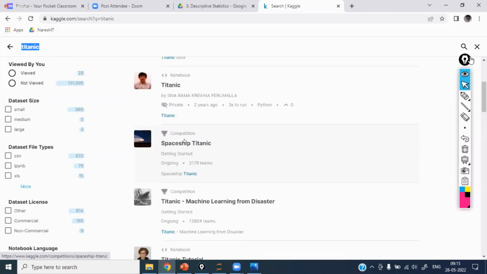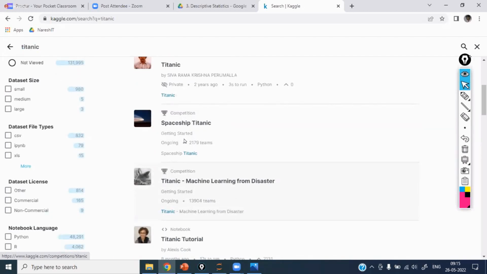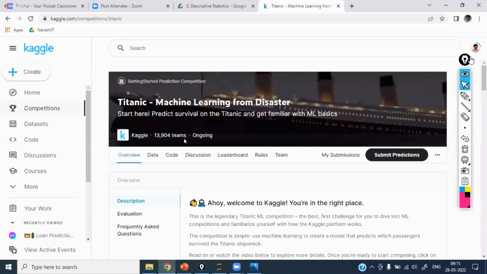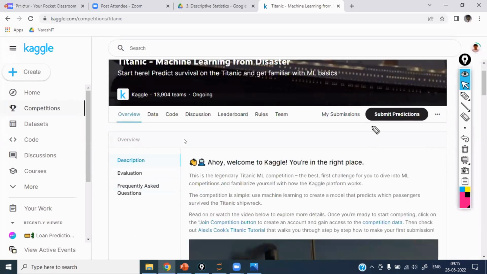So for example, this is the competition, one of the data sets, where there is a submit predictions option. When there is an option of submit predictions, it means it is open. If there is no submit predictions option, it is not open. That is the meaning. Any competition which you want to take should be like this, with submit predictions open. Then you can submit. Now in this case, I have submitted for this.